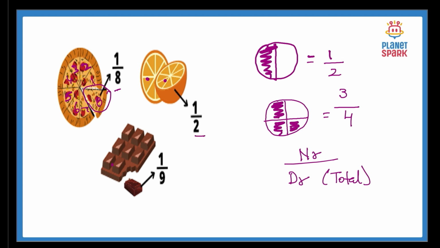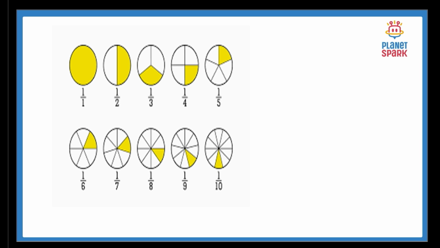Orange is divided into 2 parts. So denominator is 2. If I am taking 1 out of it, so it will be 1 by 2. My chocolate is divided into 9 parts. One of the parts is broken, so it is 1 over 9. These are a few examples of fractions. A whole quantity is always 1 over 1, which is 1. 1 over 2 represents the next fraction.